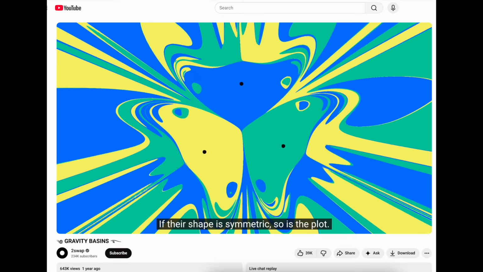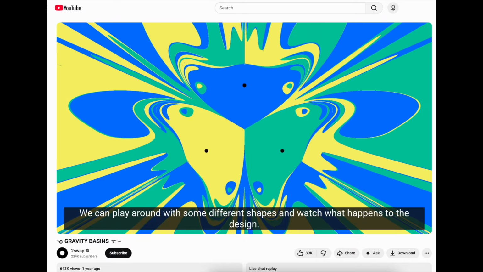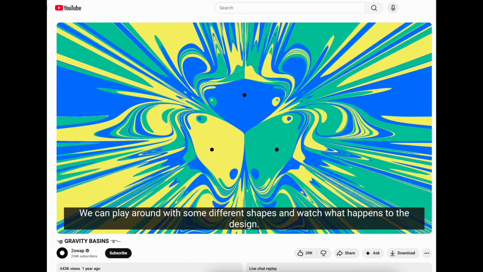If their shape is symmetric, so is the plot. We can play around with some different shapes and watch what happens to the design.